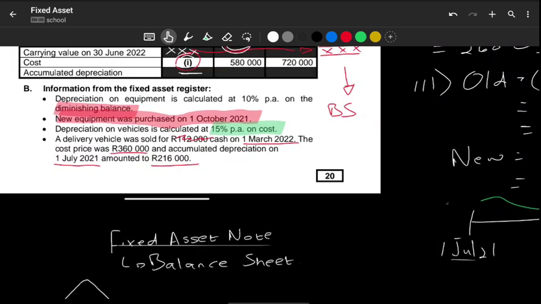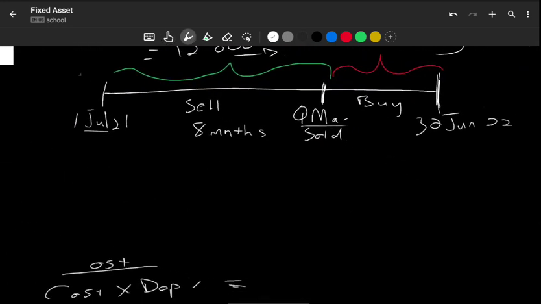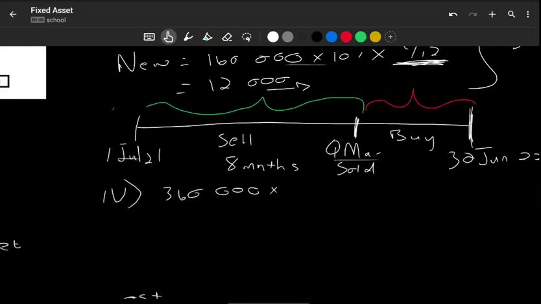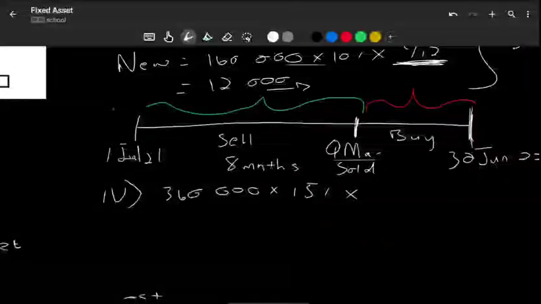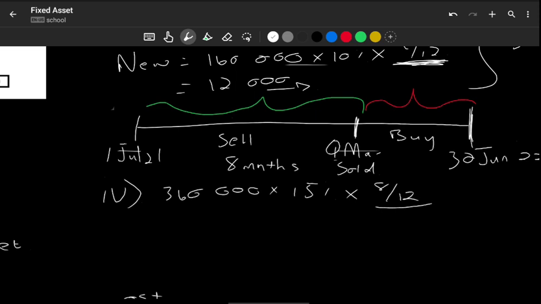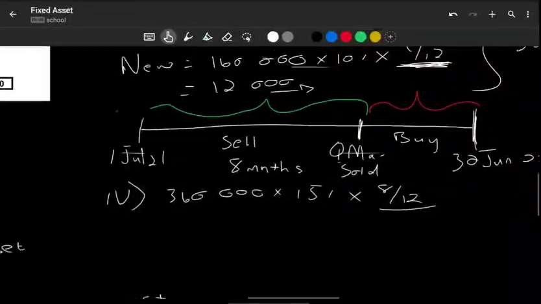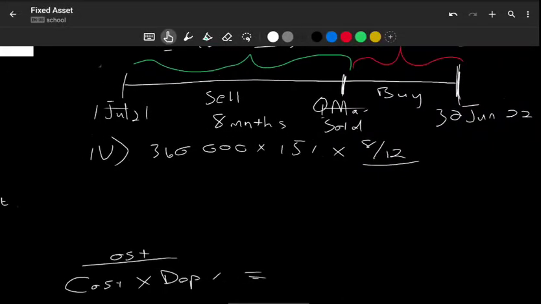They said on cost. So we're going to say the cost price, what was it? 360,000. Okay. 1.4. 360,000 multiplied by, what is the depreciation? 15%. 15% multiplied by 8 over 12. Always remember to include the 8 over 12 the same way you included the 9 over 12 there. Right? So now you're going to say to yourself, how much is that? That is going to give you 36,000 rand.